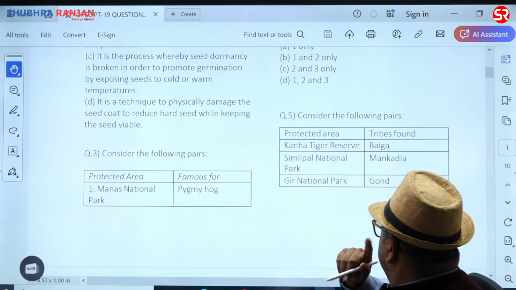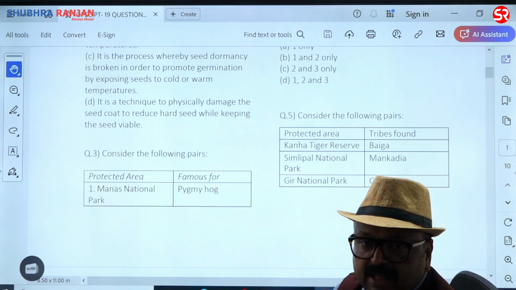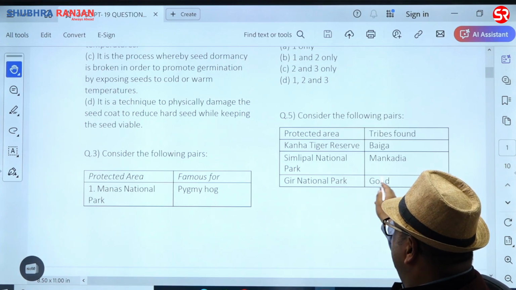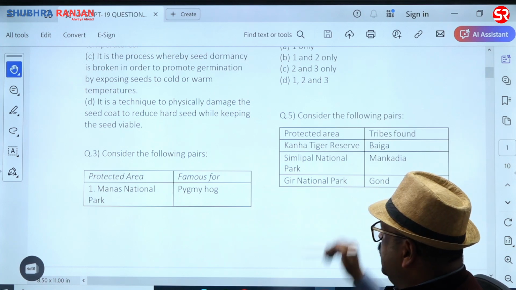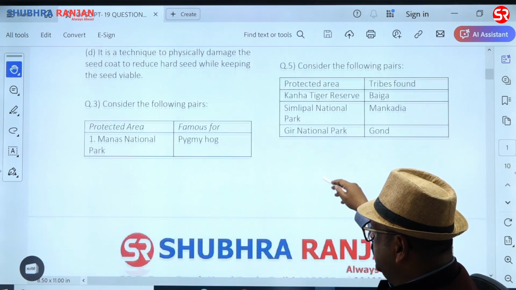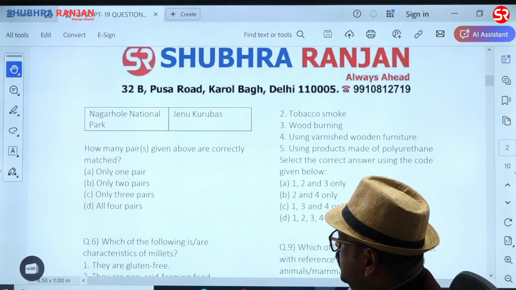Okay, in Gir National Park, the Gond is wrong. Here, the tribe is Maldharis. So Gir National Park, Gond is not going to be matched. Here, the Maldhari tribe is there. So you will find 1, 2, and 3 pairs are correct. So in this case, we have the option C.